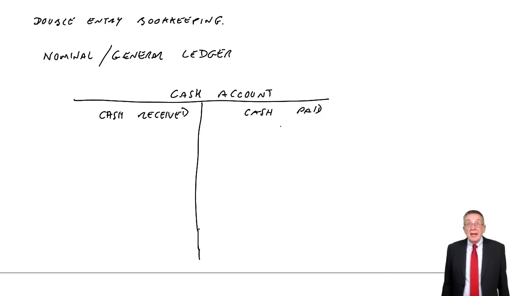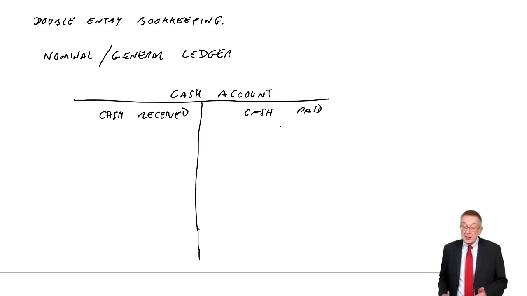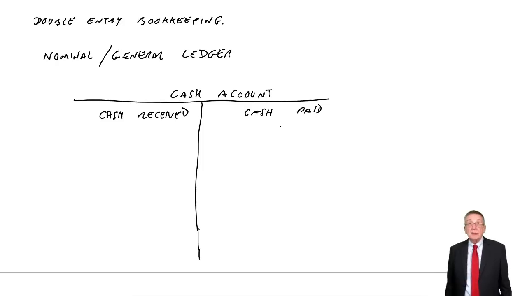It was invented by a monk called Pacioli a long time ago. He decided to put receipts on the left, payments on the right. And so everybody's carried on doing it the same way, and we're going to do it the same way as well.